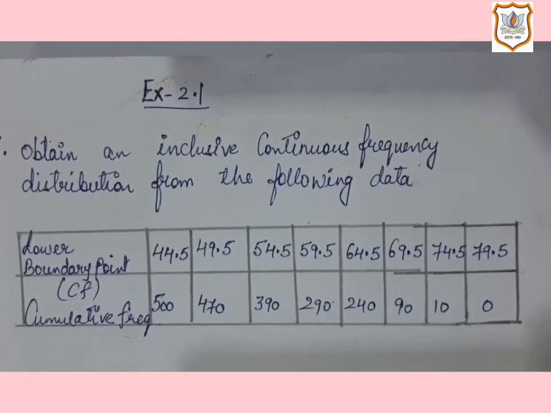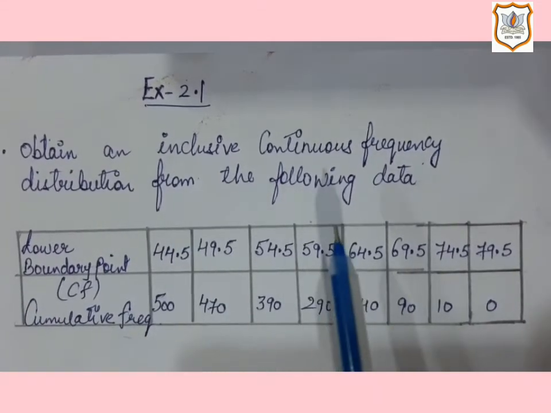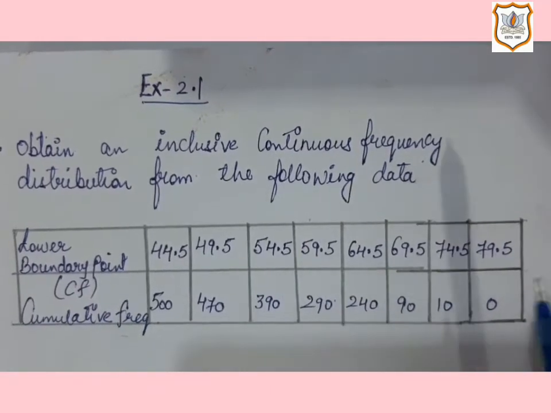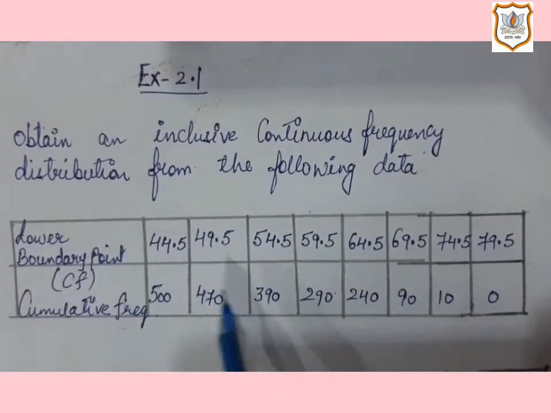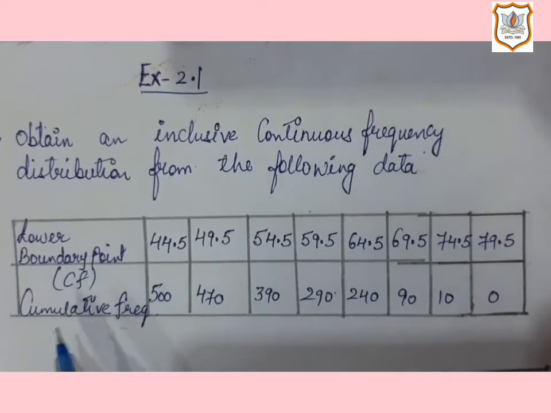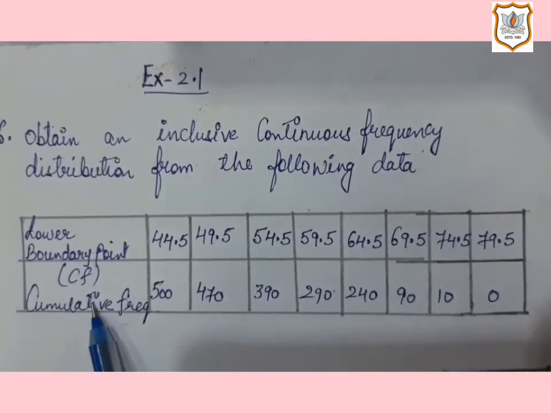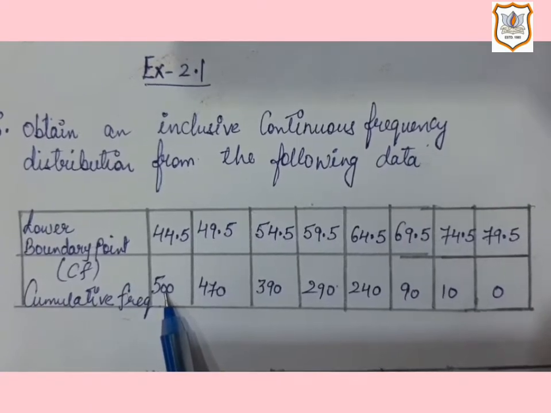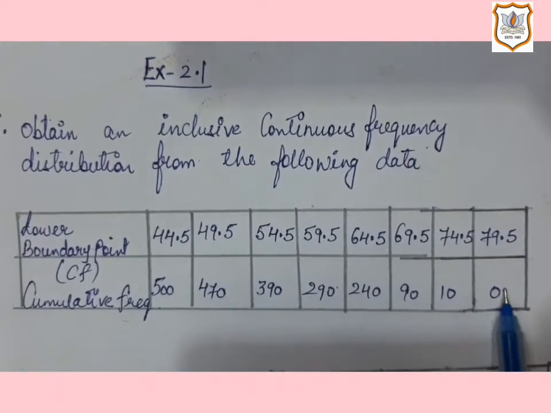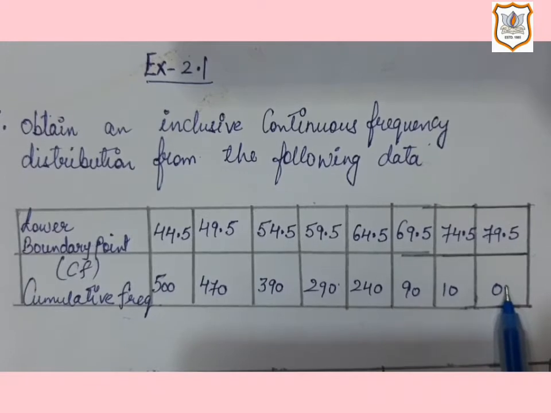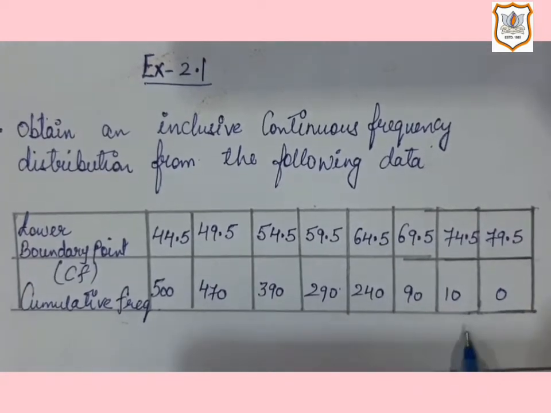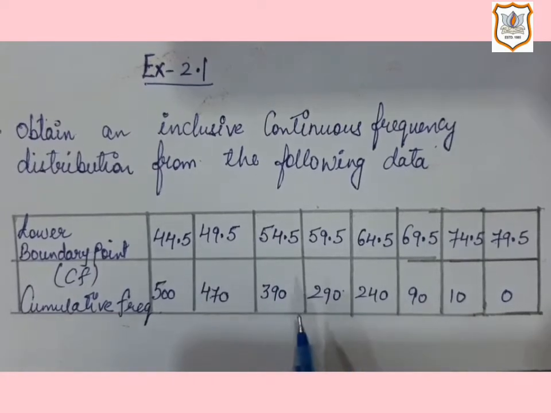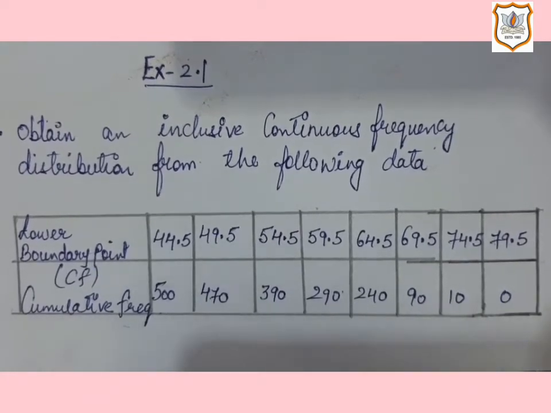Let's read the question. Obtain an inclusive continuous frequency distribution from the following data. Now in this question you can see lower boundary point is given and cumulative frequency is given. You can see cumulative frequency starts with the greater number 500 and ends with the smaller number, that is 0. So this type of cumulative frequency, if it is given, it can be said that more than cumulative frequency is given.